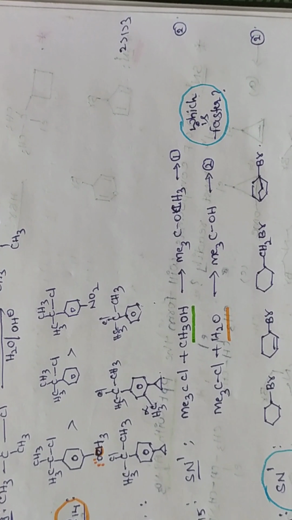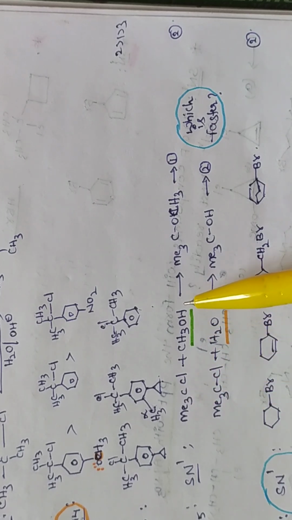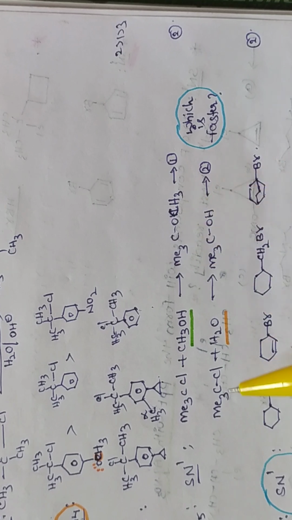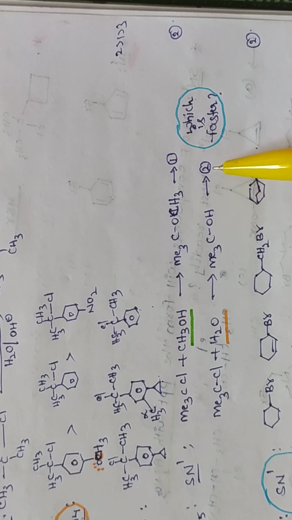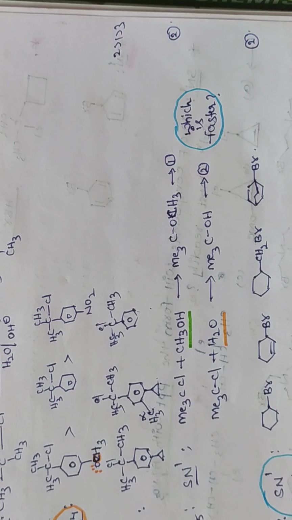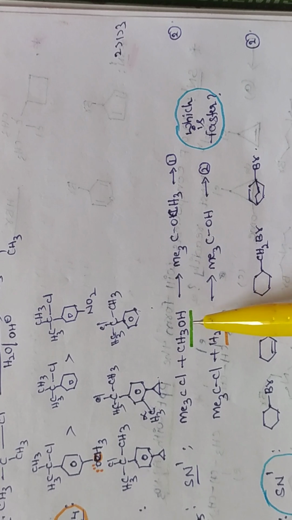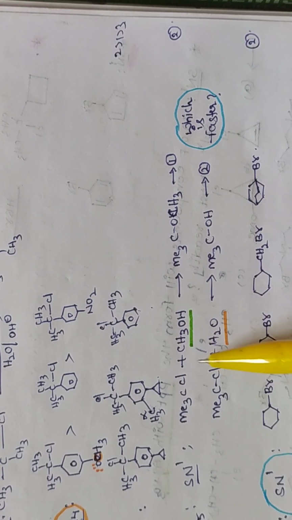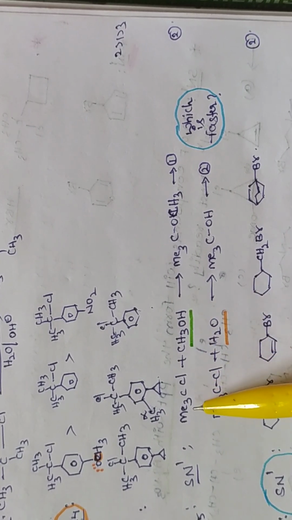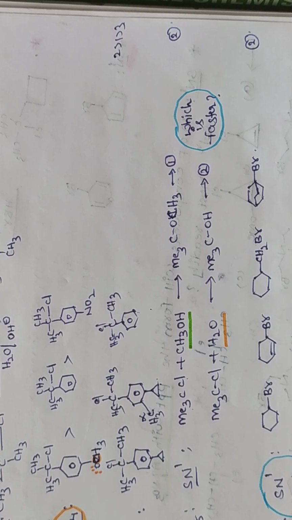Next one is the SN1 reaction. A 3 degree alkyl halide reacting with methyl alcohol gives this product. A 3 degree alkyl halide undergoing hydrolysis gives this alcohol. Second reaction. Among these two, which one is the faster SN1 reaction? They are asking. Because it is a 3 degree alkyl halide and the given solvent is polar. Polar protic solvents are more favorable for SN1 reaction. A 3 degree alkyl halide in a polar solvent is most favorable for SN1 reaction.